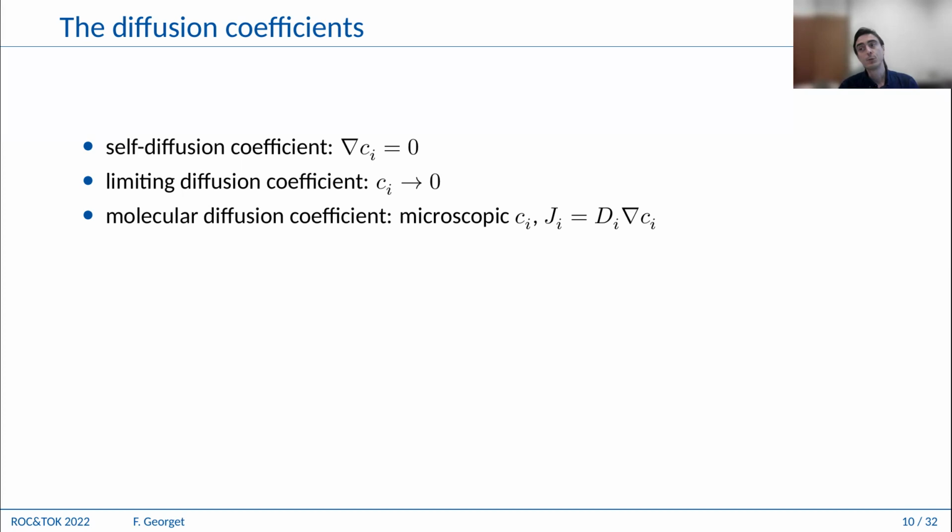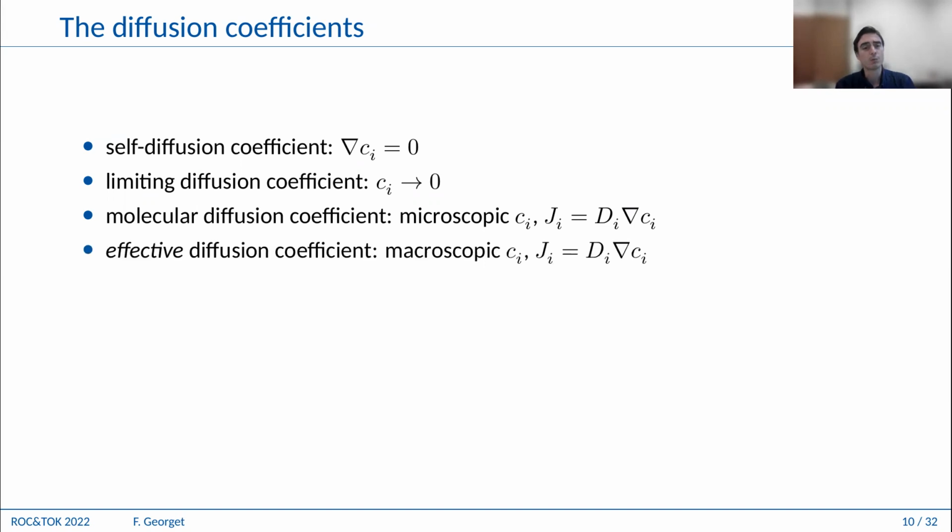For example, if you have no driving factor, then you call this the self-diffusion coefficient. If your concentrations are very low, towards zero, you call it the limiting diffusion coefficient. These are the values that are usually tabulated. And if you're looking in bulk water, then you call it the molecular diffusion coefficient. This corresponds to a concentration gradient between two parts of your bowl of water.